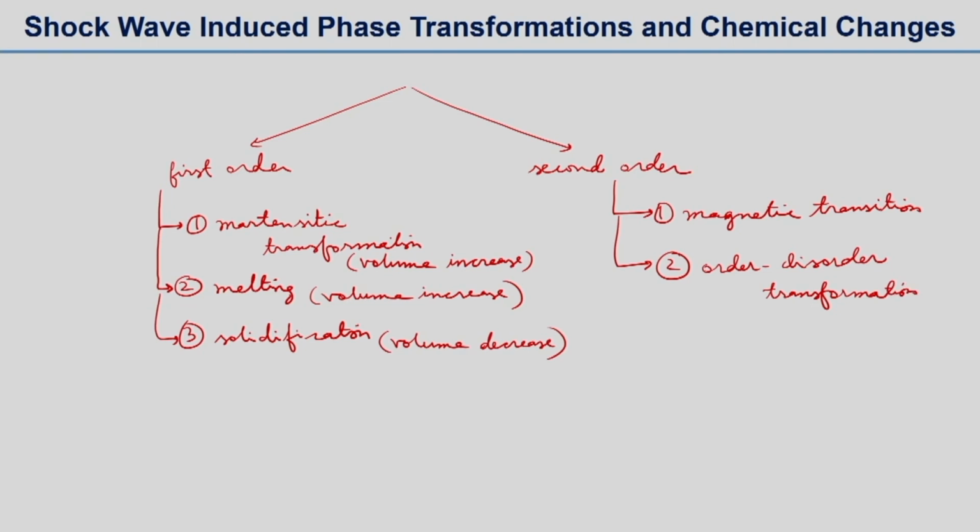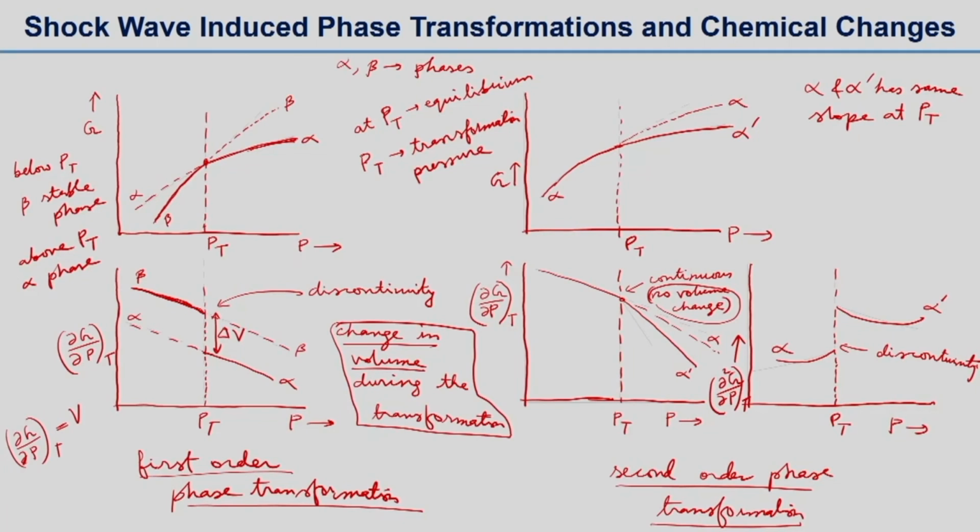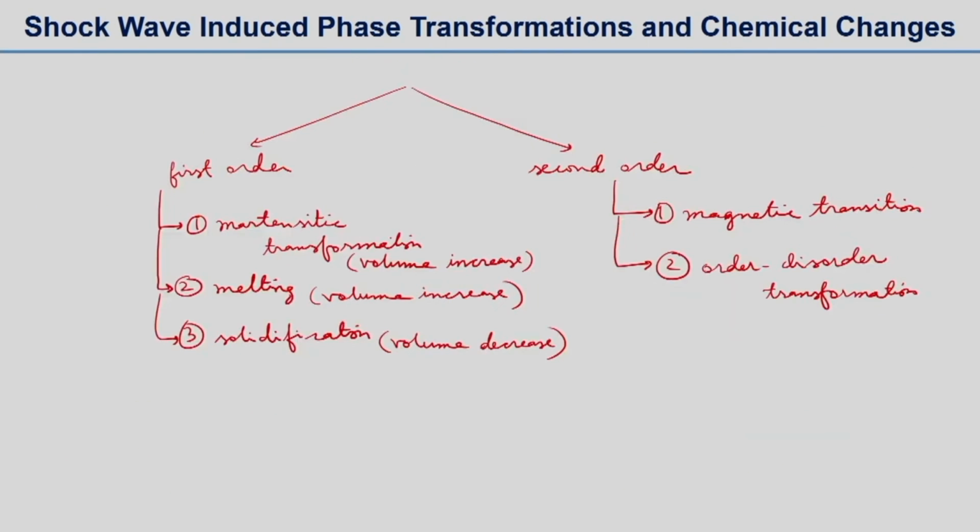All earlier plots in the previous slides are at constant temperature. If you go back to the previous slides, these are all constant temperature, or isothermal, curves. We can have even constant pressure curves as well, as I initially told you. So constant pressure, isobaric plots, we can also have.